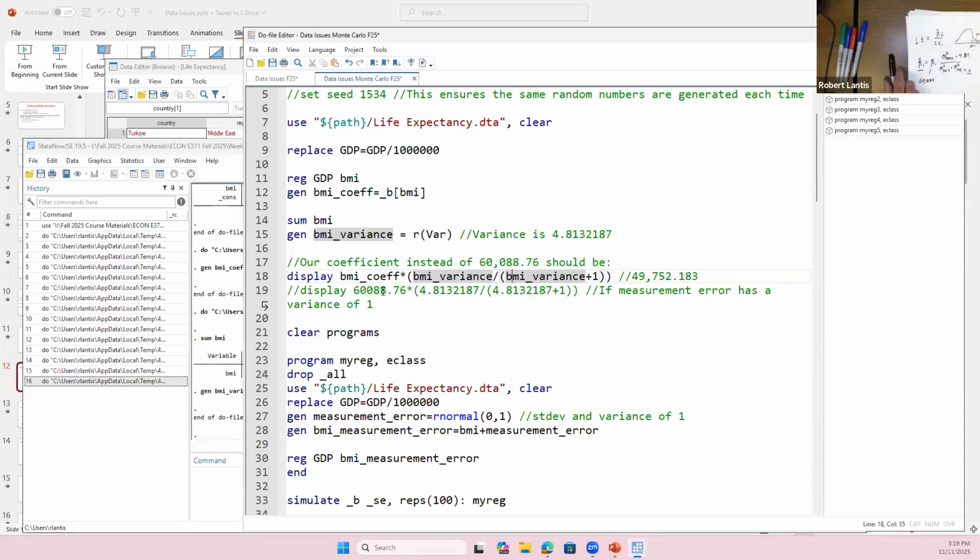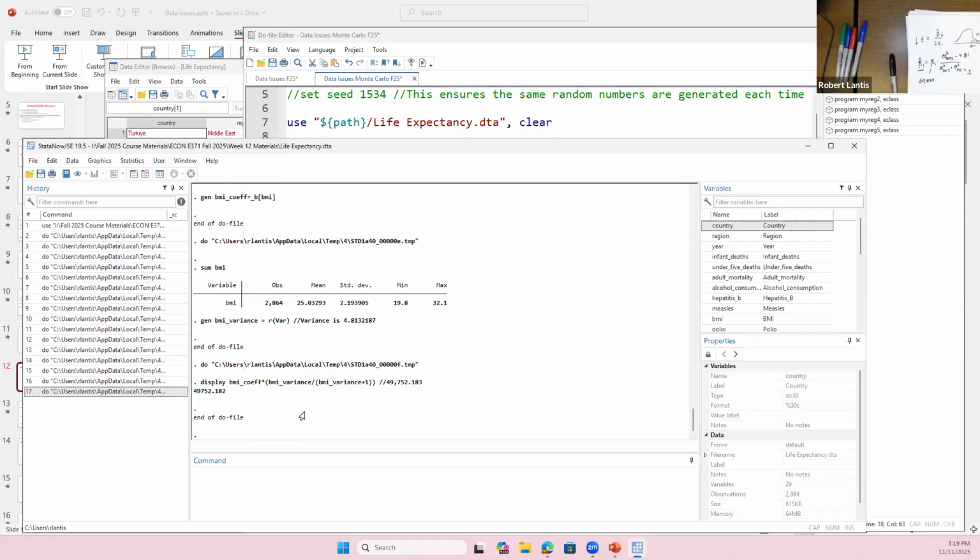So I can do this math. I'm just going to have Stata do the math for me by using that display command. Take the actual coefficient, which was 60,000, divided by the BMI variance of 4.8, out to quite a few decimals, and then add in that measurement error variance of 1. So the estimate I should see, if I run this regression with a BMI variable that has that measurement error variance of 1, instead of seeing 60,000, I should see just under 50,000 here.